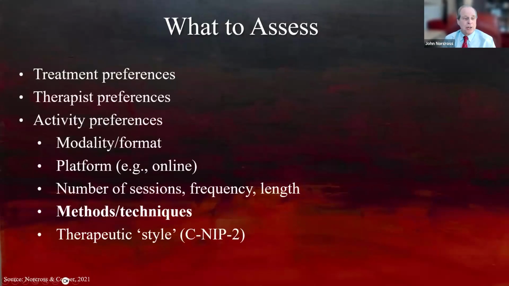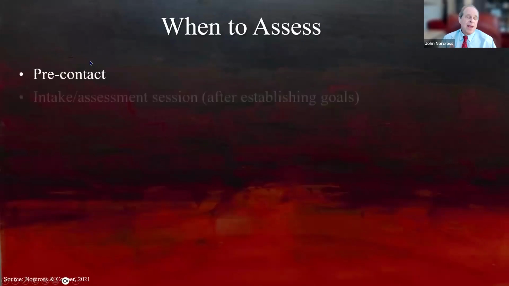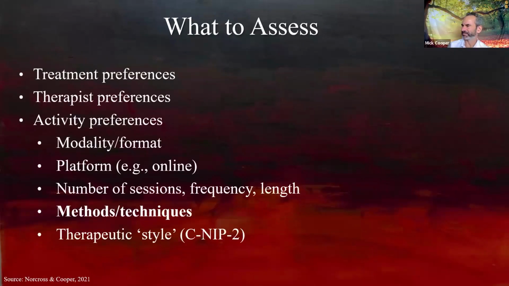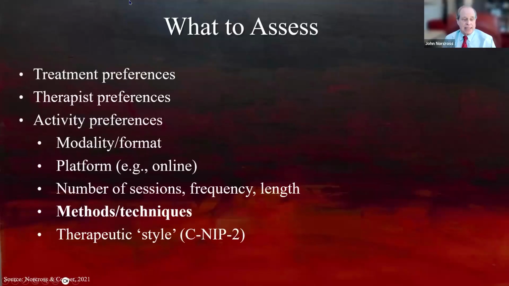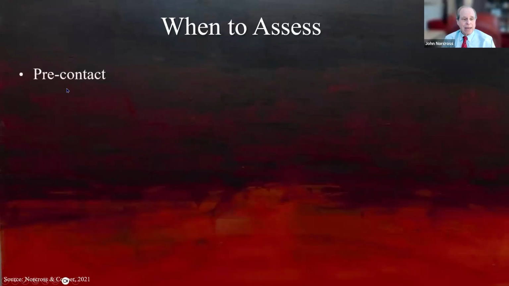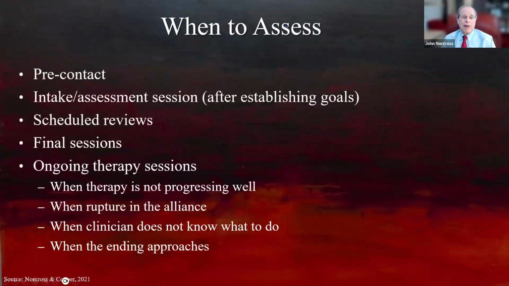All right, let's talk about what to assess here. We mentioned earlier, treatment preferences, therapist preferences, activity preferences. Okay? When are you going to assess? Some people actually prefer this to do pre-contact. One of my colleagues here who sends a fairly detailed life history questionnaire has simply added the CNIP2 to the life history questionnaire so that he has it, patients can reflect and bring it in. Honestly, I've never tried that. I prefer the in-person, but that's actually a fairly inspired idea.